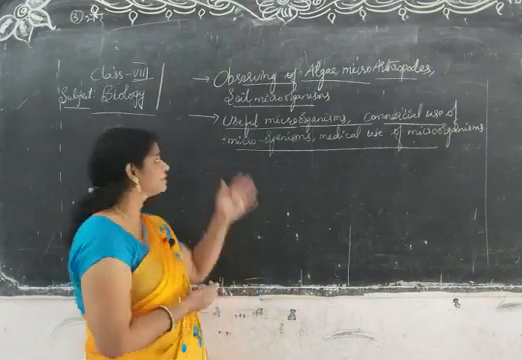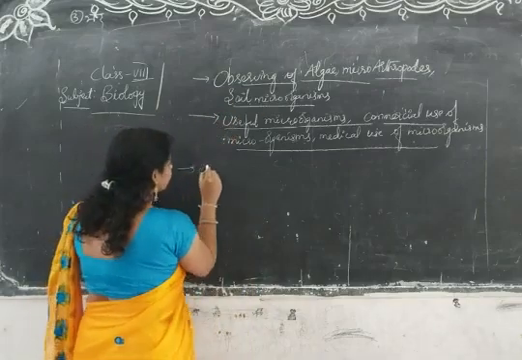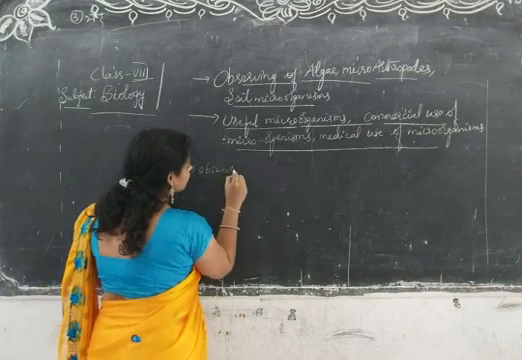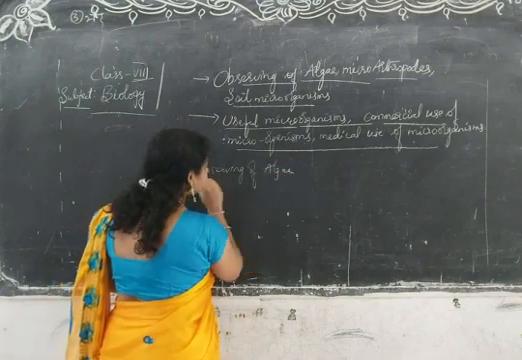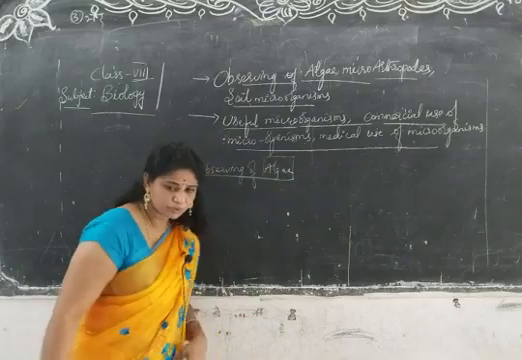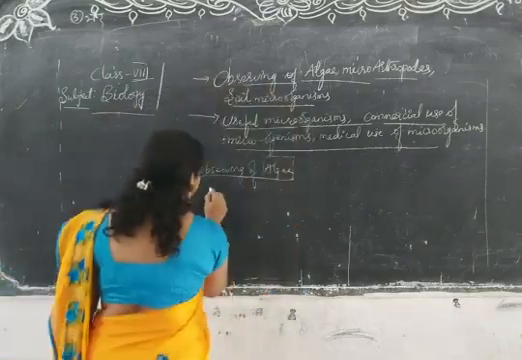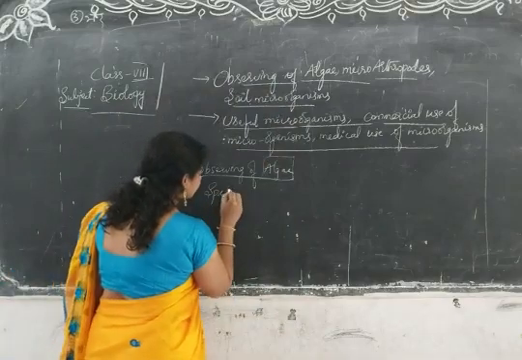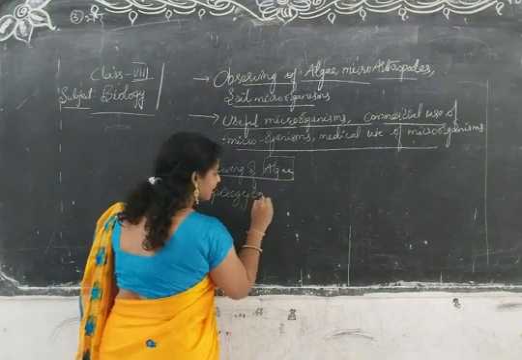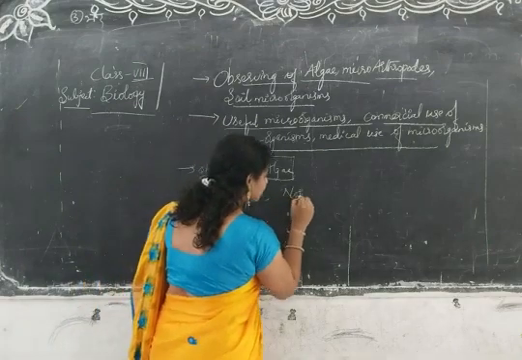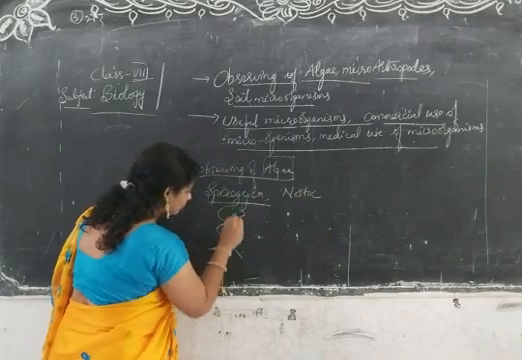On these topics, what is happening? First one, observing algae. Algae, meaning the green slimy growth, okay? How do you observe the algae? Mainly, examples of algae are Spirogyra and Nostoc. See here, Spirogyra will be like this, okay.